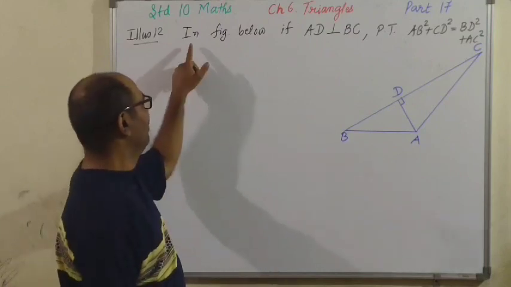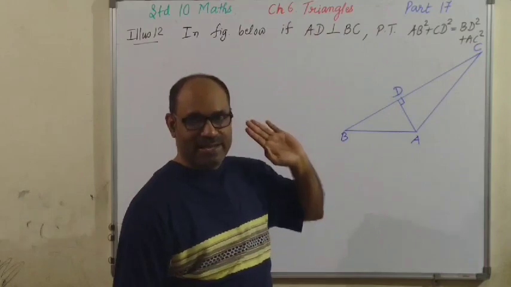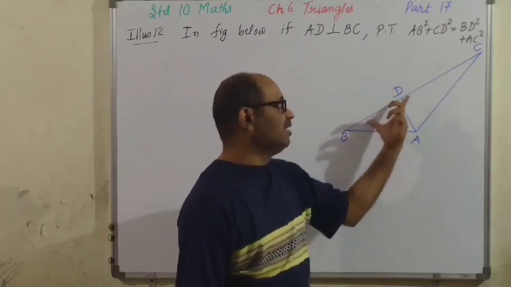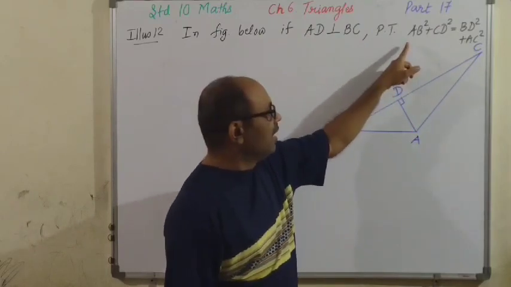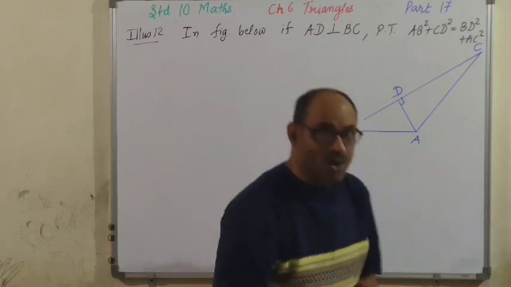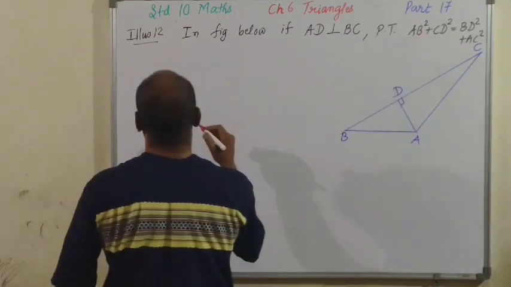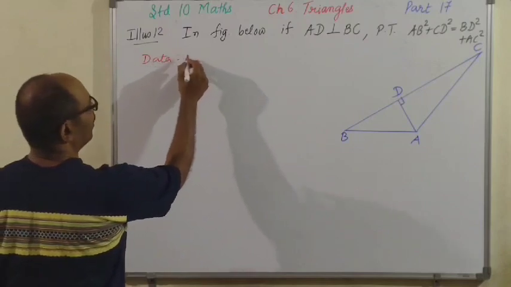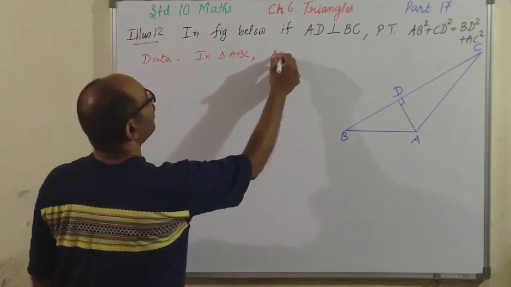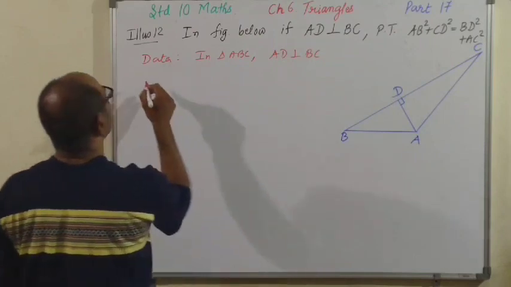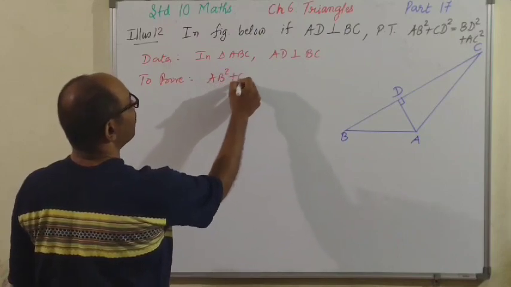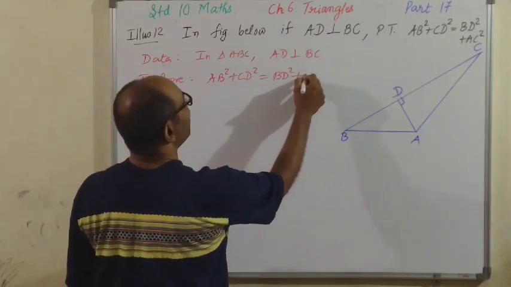Let's see the statement in the figure below. If AD is perpendicular to BC, here is the figure. I can see triangle ABC and AD is perpendicular to BC. Thus, prove that AB square plus CD square is equal to BD square plus AC square. Okay, first I'll write data. What is data? In triangle ABC, AD is perpendicular to BC. That's it. To prove: AB square plus CD square is equal to BD square plus AC square.